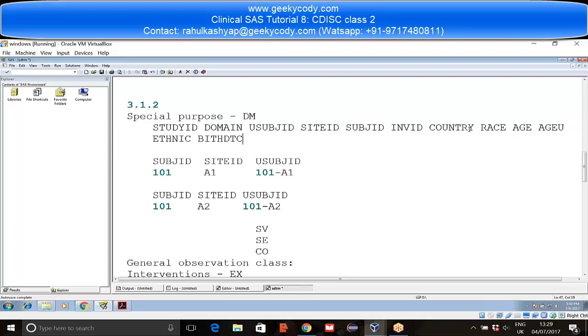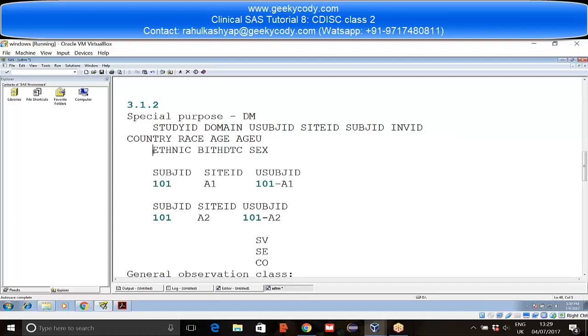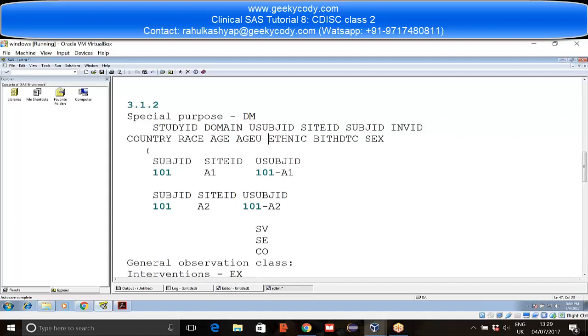And also we'll have other variables. Oh, sex will also be there, I forgot that. What else will be there? Subject ID, domain, usage ID. Now here we'll have a few other variables also, like arm.